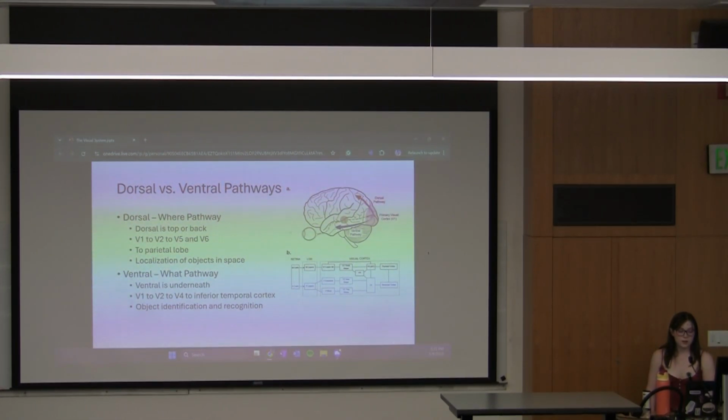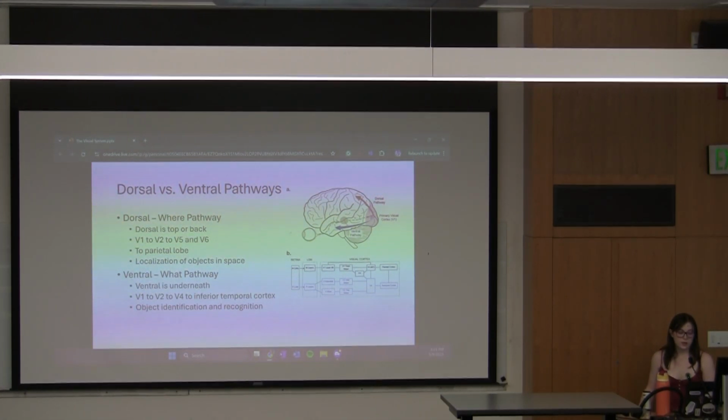The ventral pathway, ventral is underneath. This is V1 to V2 to V4 to the inferior temporal cortex. The ventral pathway is responsible for object identification and recognition.